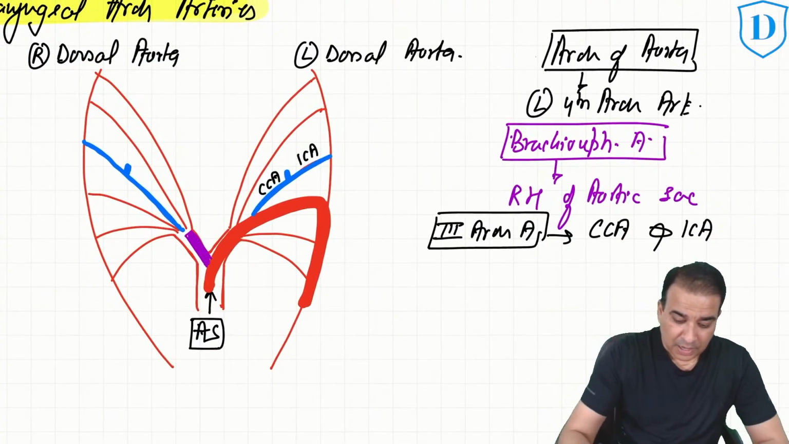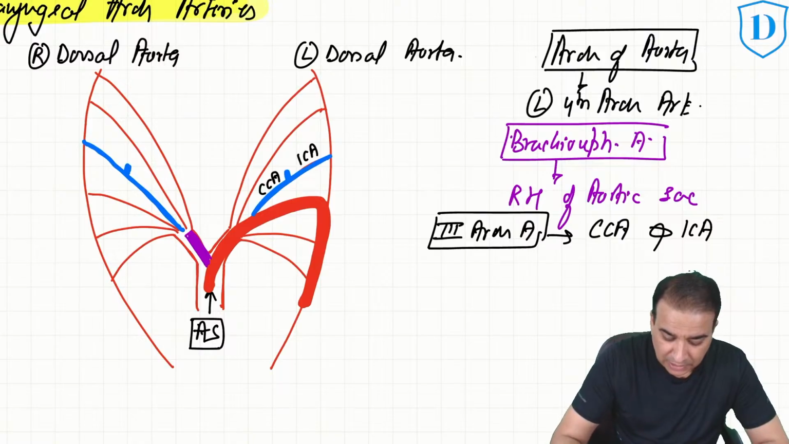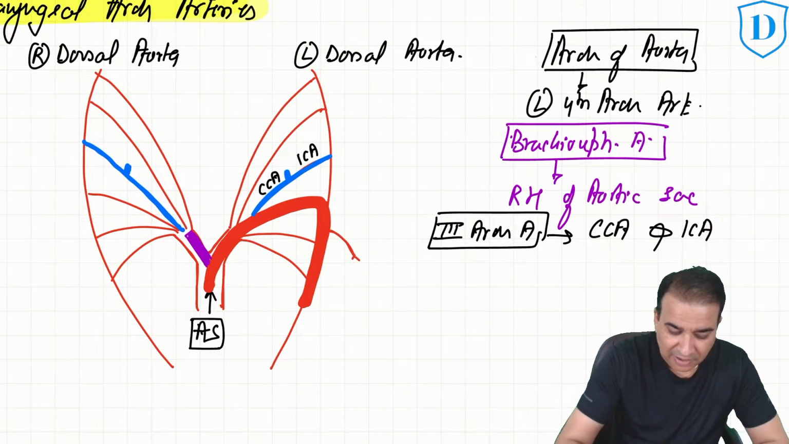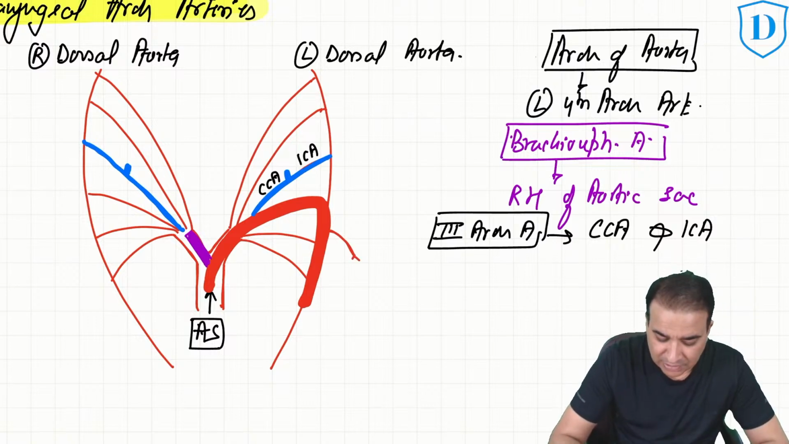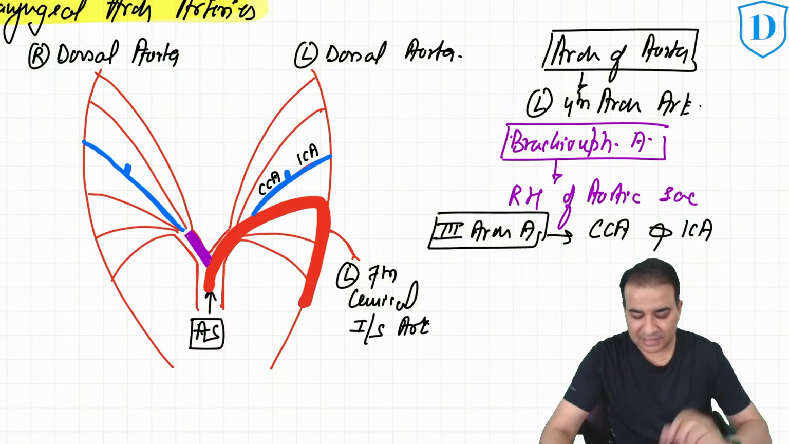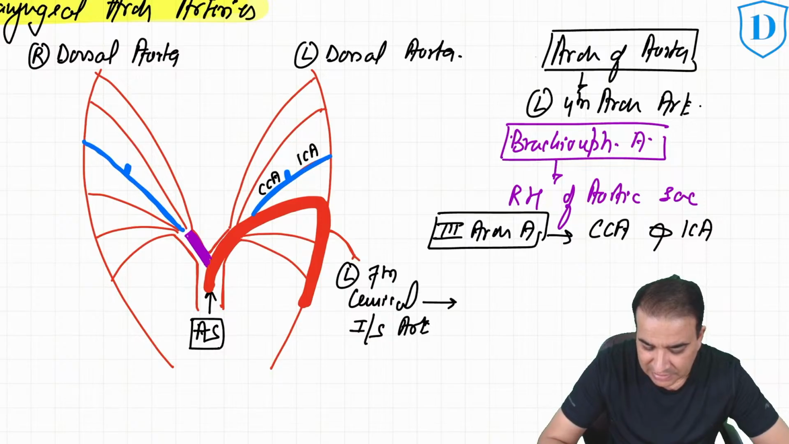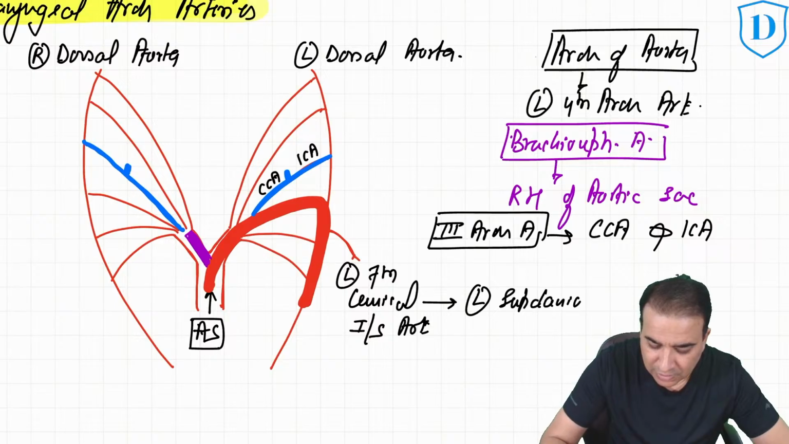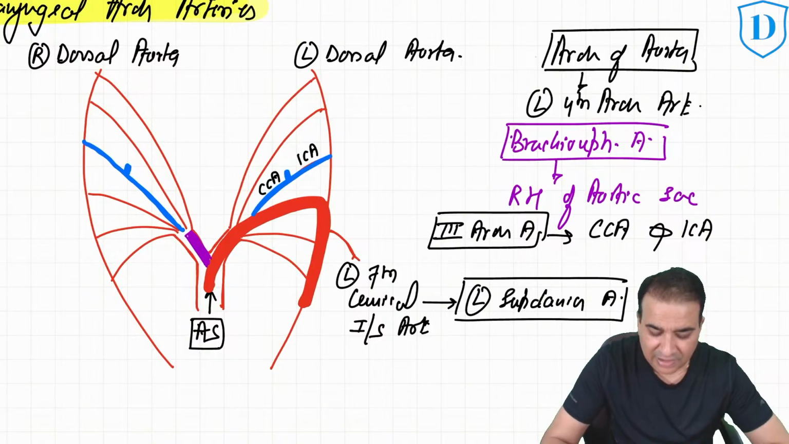Then what you'll see is that on the left side, the subclavian artery is directly coming from the arch of aorta, guys. The subclavian artery is simply formed by the left 7th cervical intersegmental artery, which will give rise to the left subclavian artery. So the left subclavian artery is not a problem. It is directly coming from one of the segmental arteries, called the 7th cervical intersegmental artery.